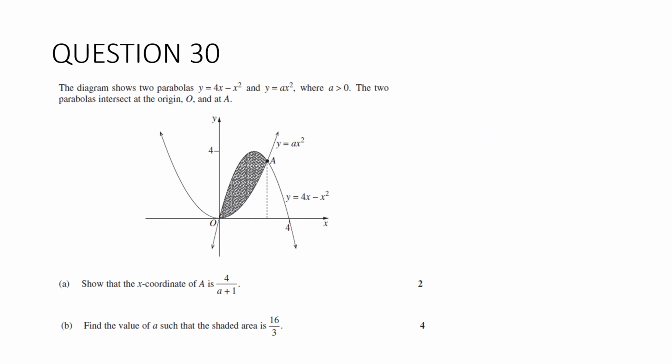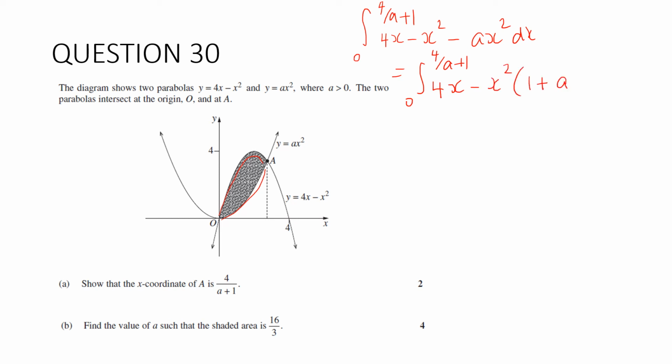Part B, find the value of a such that the shaded area is 16 on 3. So we need the integral between 0 and 4 on a plus 1 of the area under this top curve here, which is 4x take x squared, take away the area under this curve here, which is ax squared, dx. Now I'm just going to tidy this up before we integrate. 4x, I just want to collect those x squared terms together. So 1 plus a dx equals, integrate.